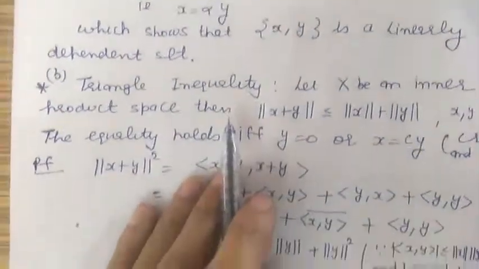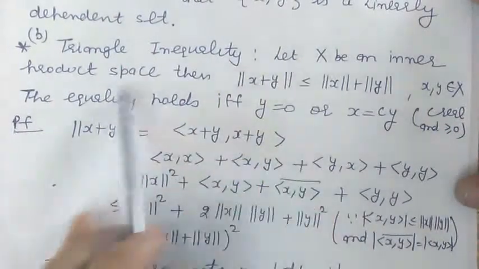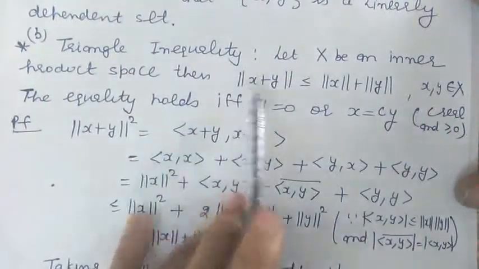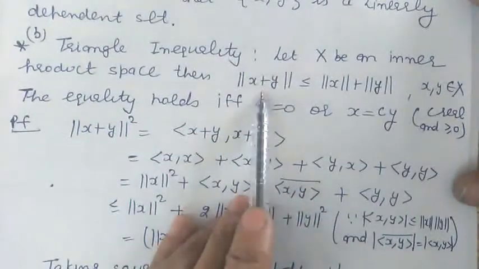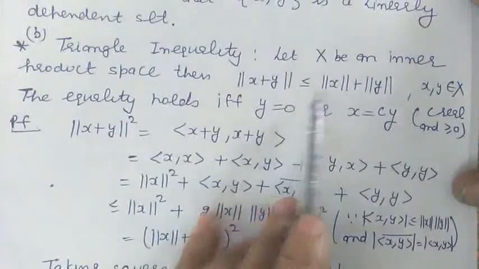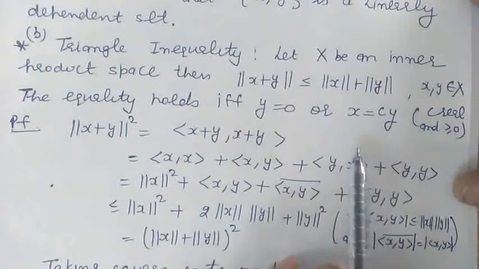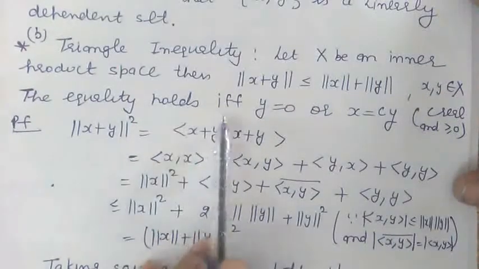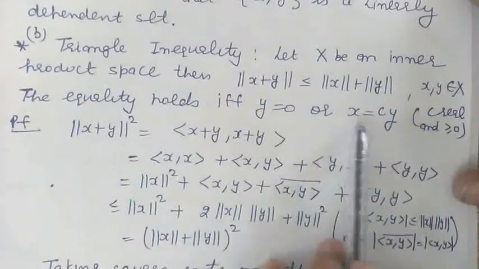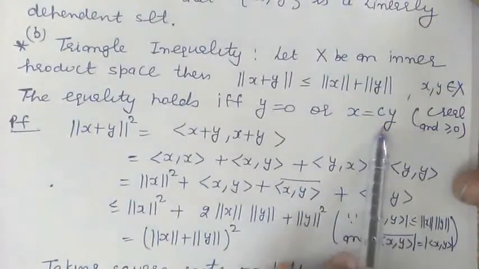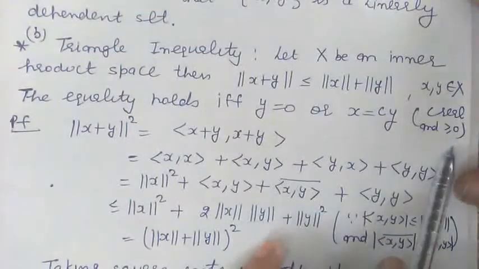Now the next further property of inner product spaces is the triangle inequality. In an inner product space X, for every two elements x and y, we have the norm of x plus y is less than or equal to the norm of x plus the norm of y. In the triangle inequality, the equality sign holds if and only if either the element y is 0 or x is some multiple of y with a scalar c that is real and non-negative.